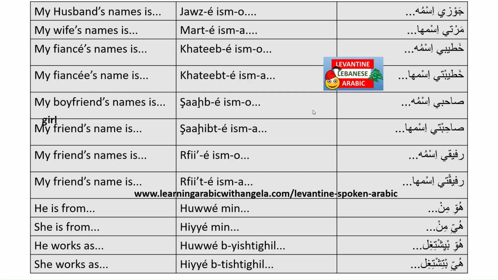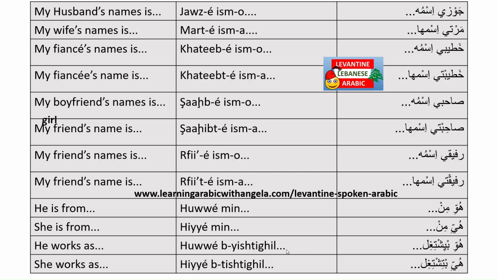So صاحبي اسمه Mark, for example. صاحبتي اسمها سناء, for example. رفيقي اسمه Mark. رفيقتي اسمها سناء. He's from. هو is he and هي is she. So هو من, he's from. هو من Canada, for example. هي من أمريكا.